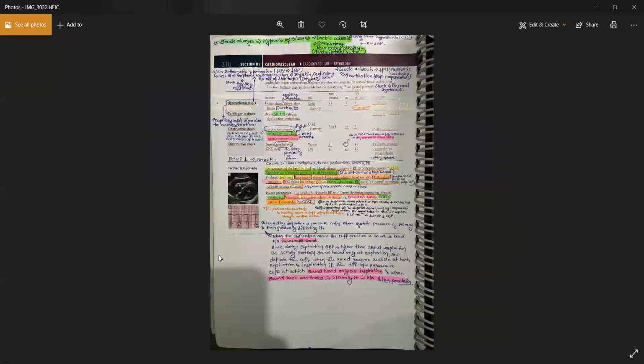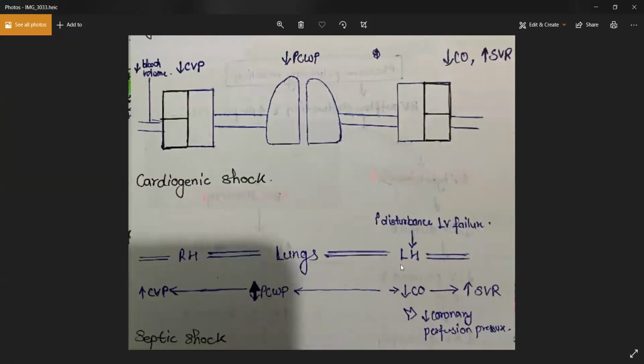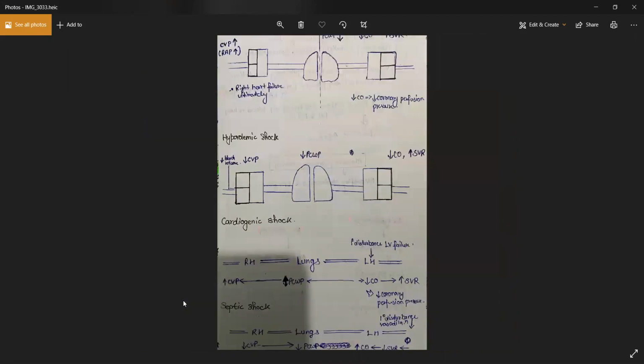Then comes the cardiogenic shock. In case of the cardiogenic shock, the problem is in the left heart. The left heart has lost its contractility, and as a result, every pressure before it is going to increase, and the pressure after it will be decreased. So the cardiac output will be decreased. Similarly, the sympathetic system will be activated. That will increase the systemic vascular resistance. The coronary perfusion pressure is also decreased, right? Because of the pressure backflowing, there would be an increase in the PCWP, which is the pulmonary capillary wedge pressure. There would be an increased pressure in the right heart. It would be an increased central venous pressure.